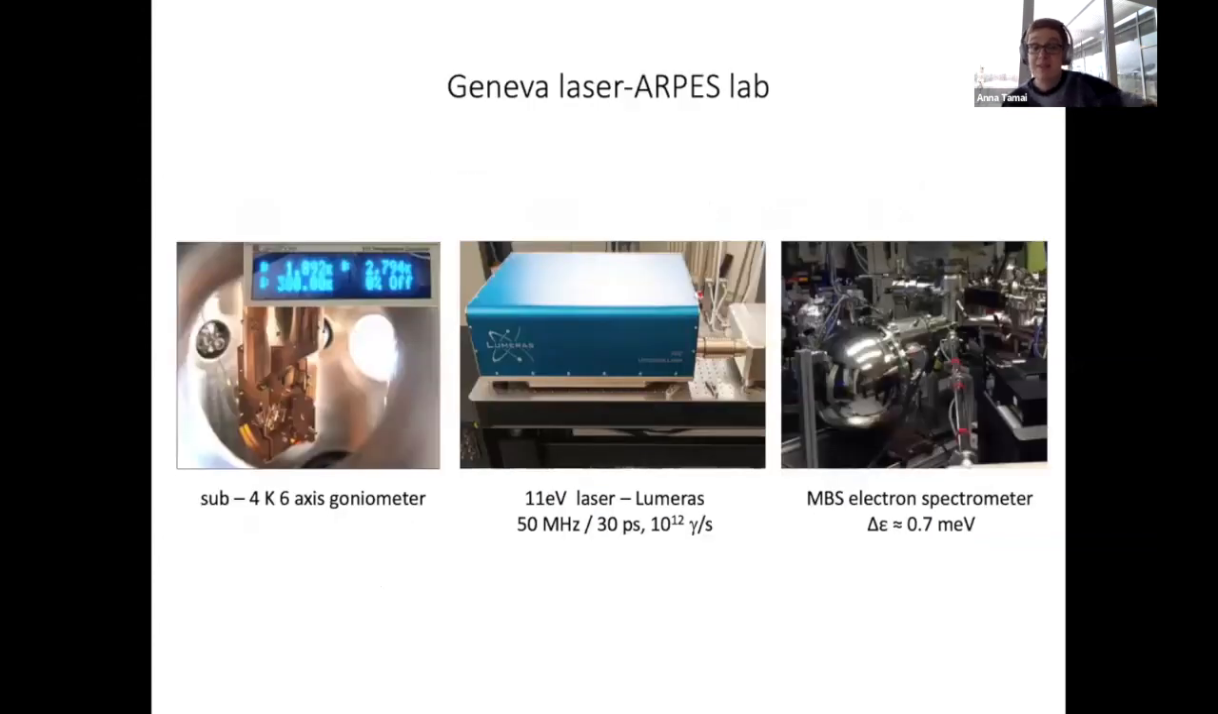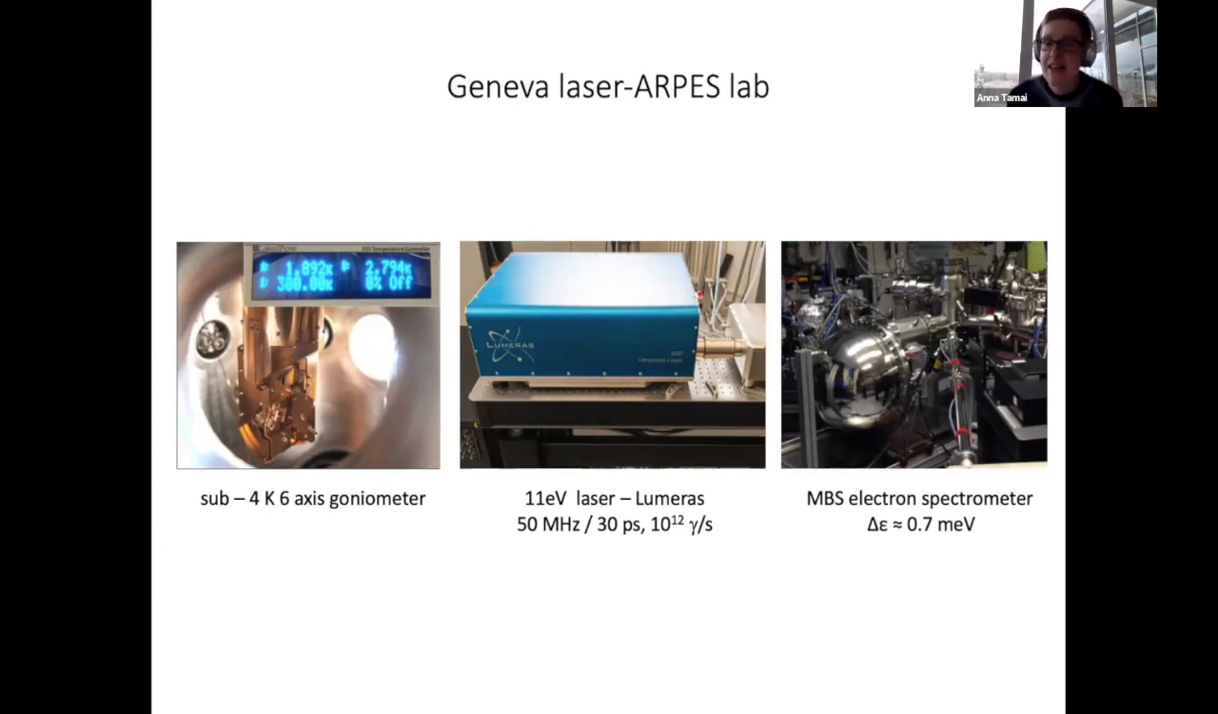So the experiments that I'm showing you were done in our home lab, where we combine a 6-axis goniometer that allows us to cool down the sample below 4 Kelvin. As excitation source, we use an 11 eV laser, and we operate an MBS electron spectrometer with some millivolt energy resolution. I'll say a few words about this laser because it's a bit the key instrument. It's a relatively new and delicate system.